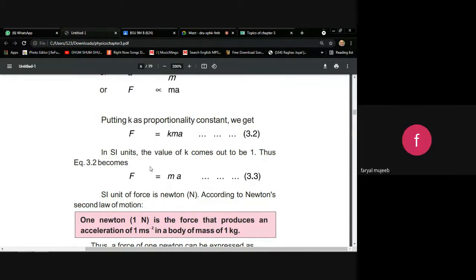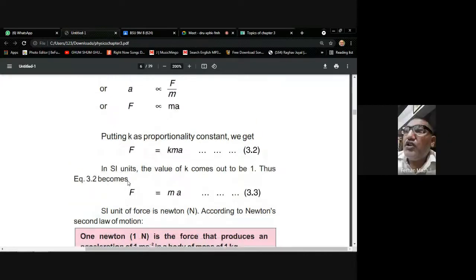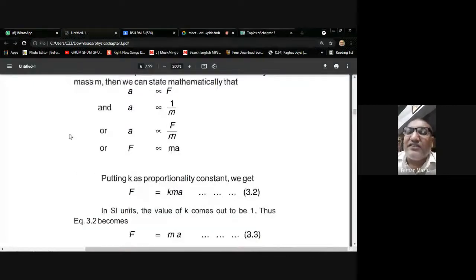Sir, can you define it again? You see, this says that the acceleration produced is directly proportional to the net force. Mathematically, we write this sentence like this: A proportional to F. The second sentence is that A is inversely proportional to the mass. When you want to represent inversely proportional, you write 1 divided by that thing. So we wrote A proportional to 1 by M.